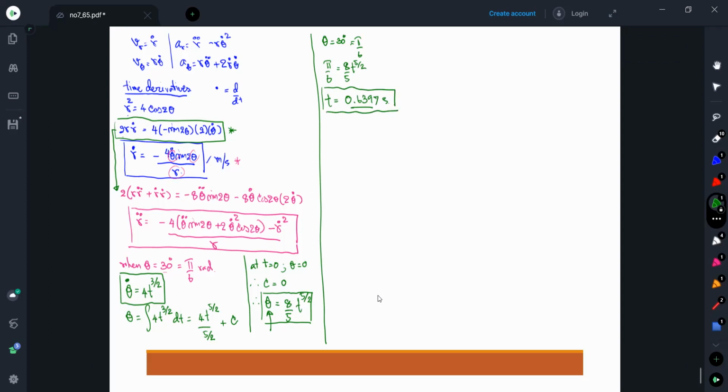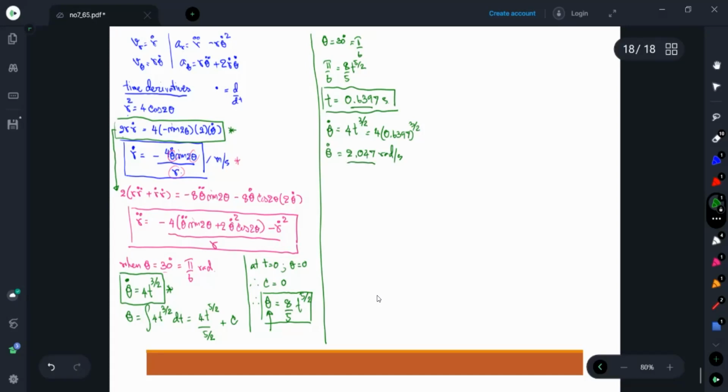Now we can solve for theta dot. We know theta dot is equal to 4t power 3 over 2, right? And we substitute time here. And we get theta dot now becomes 2.047 radian per second. It is theta dot when theta equal to 30 degrees.